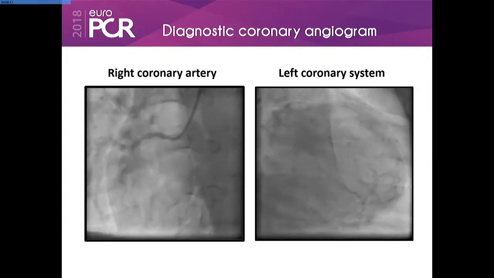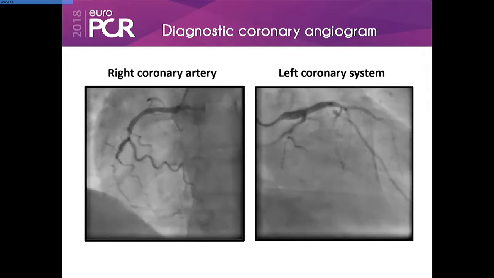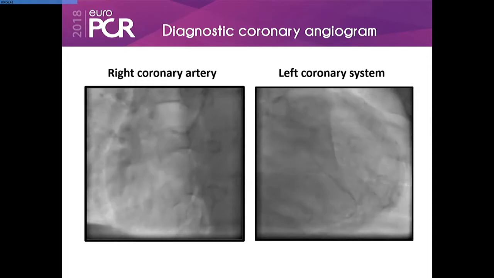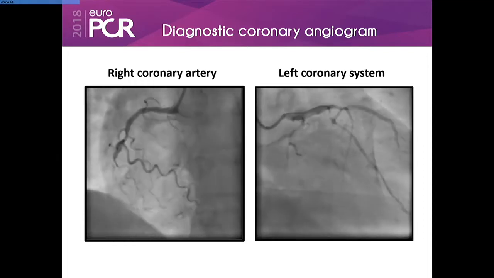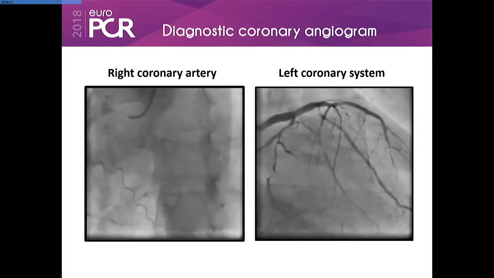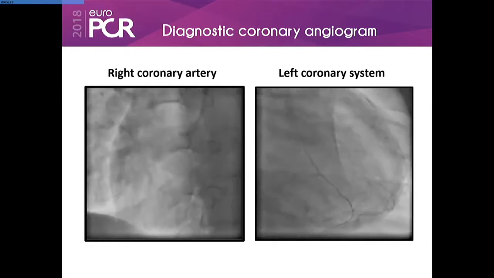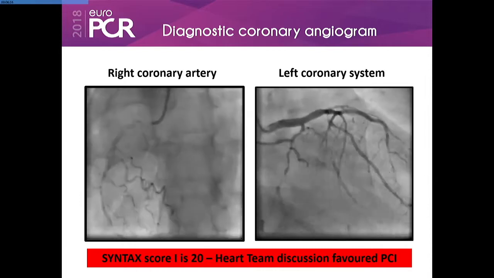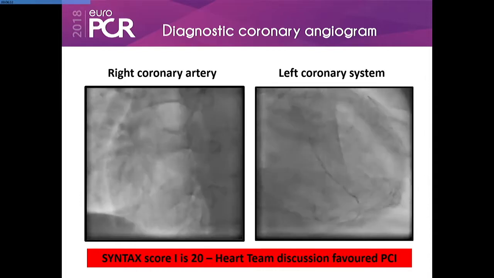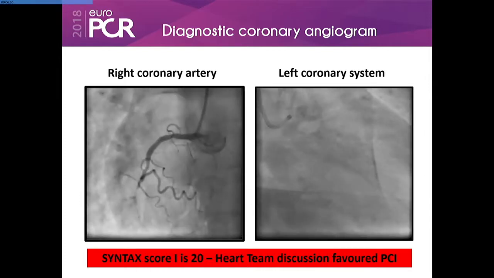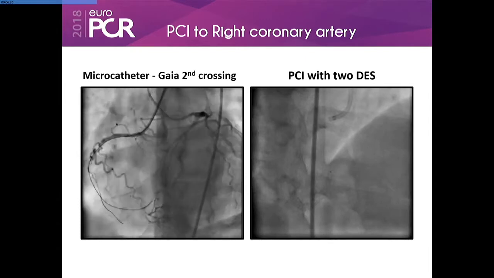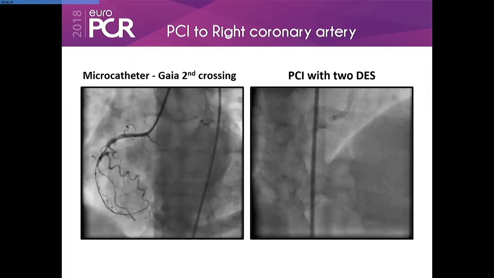His left coronary angiogram showed significant disease, a subtotal occlusion in the first OM, significant disease in the distal LCX and the proximal first diagonal. The LAD distally showed diffuse disease. So we calculated the SYNTAX score, which was 20, and we went for heart team discussion, which finally favored going for PCI.